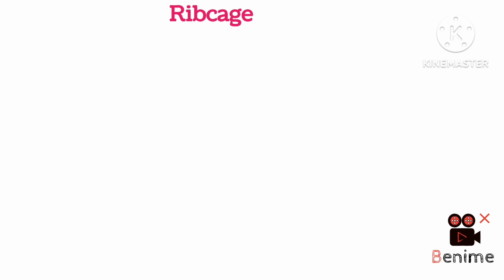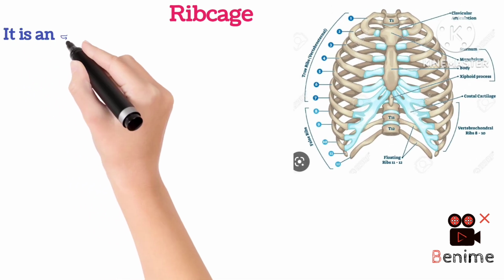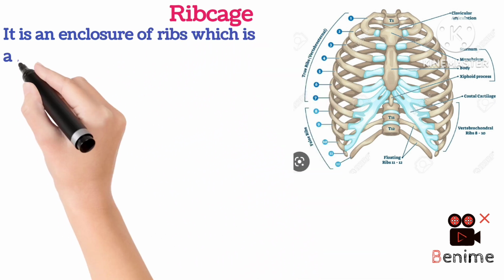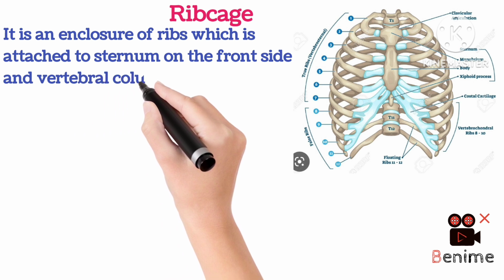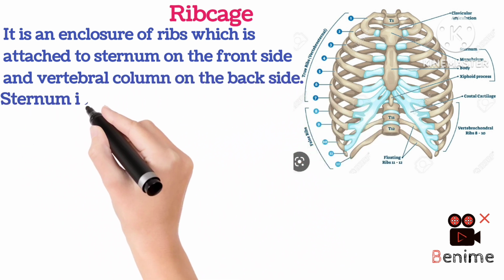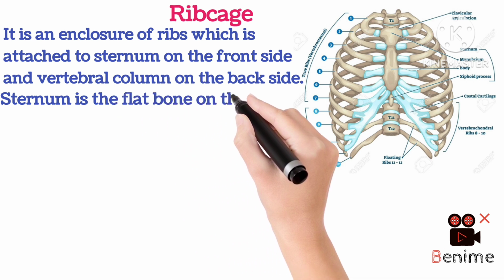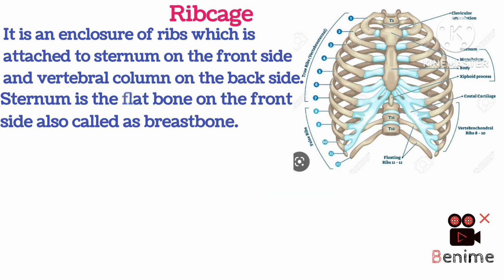Ribcage. It is an enclosure of ribs which is attached to the sternum on the front side and the vertebral column on the back side. Sternum is the flat bone on the front side, also called the breastbone.